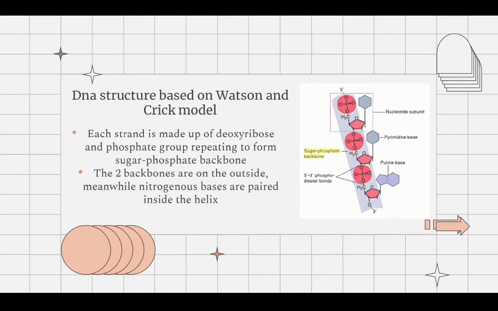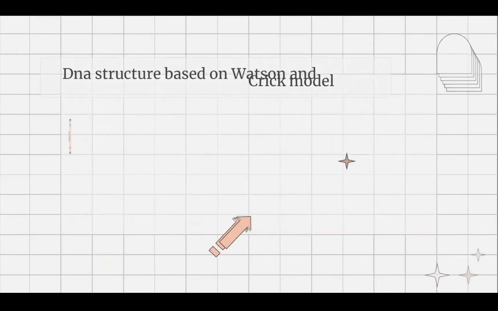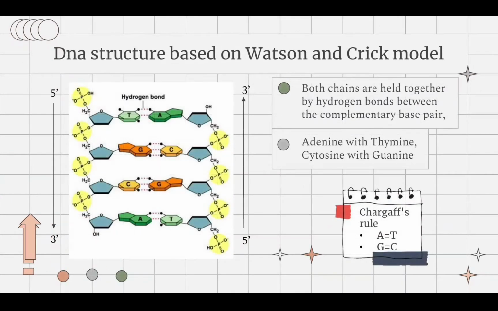Each strand is made out of deoxyribose and phosphate group repeating to form sugar-phosphate backbone. The two backbones are on the outside, meanwhile nitrogenous bases are paired inside the helix. Both chains are held together by hydrogen bonds between the complementary base pair.